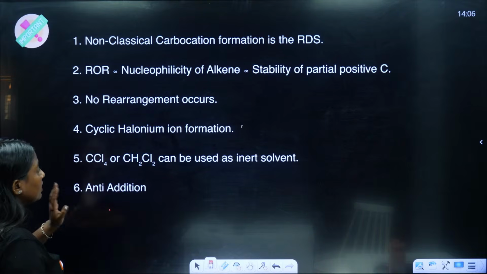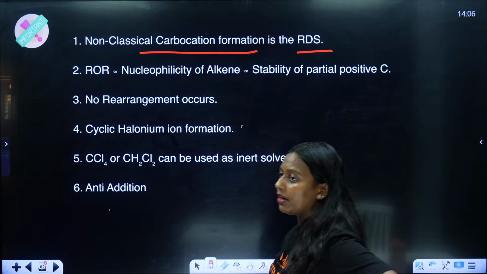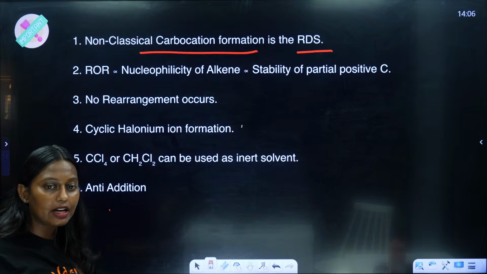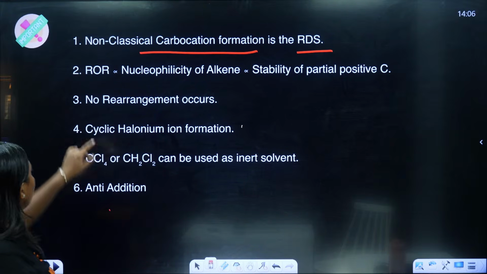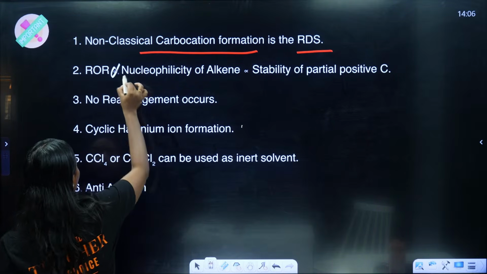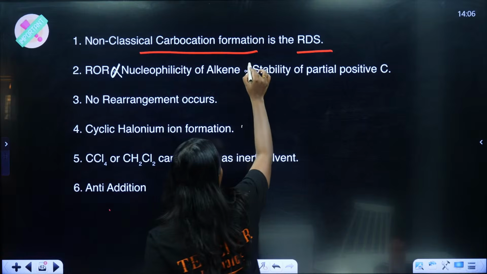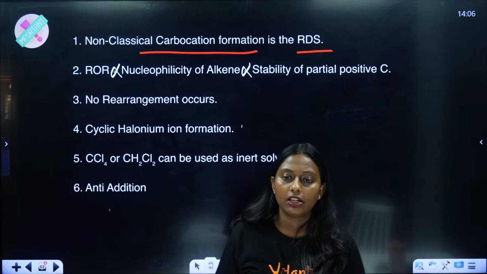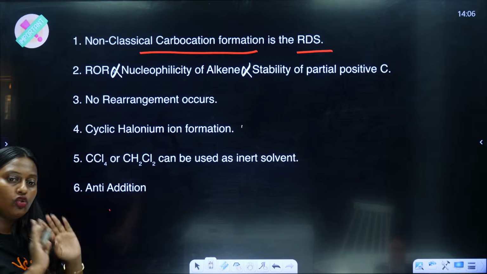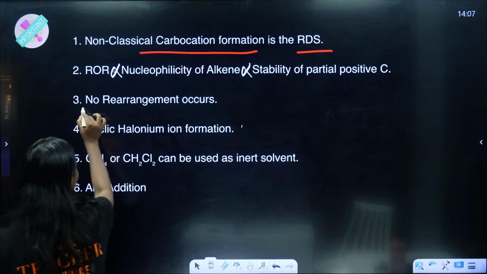Here also the points are very important. Non-classical carbocation formation is the RDS, the rate determining step, and the first step is rate determining. The rate of reaction is directly proportional to the nucleophilicity of the alkene and to the stability of the partial positive carbon. Next, there is no rearrangement. Normally with carbocation we know rearrangement occurs, tertiary, secondary, primary, but here there is no rearrangement.